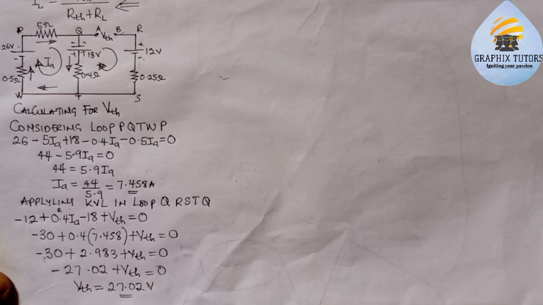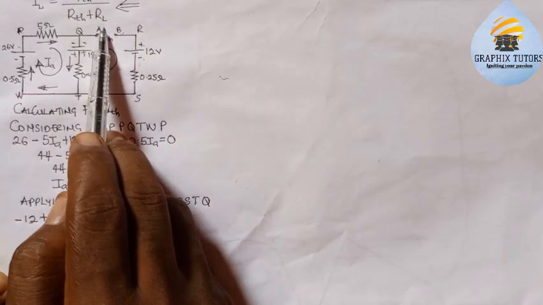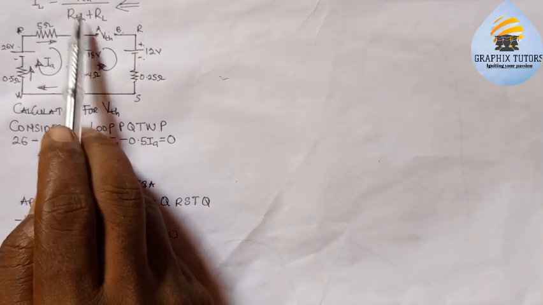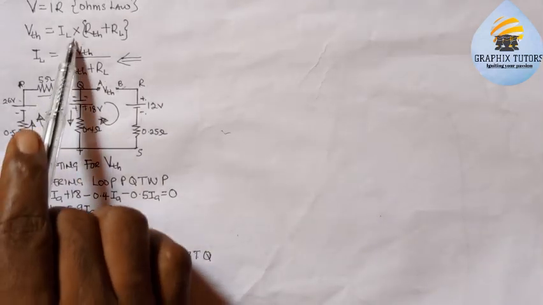That is the VTH. That is the second step, calculating the VTH. The third step here is now to look for, well, we've gotten the VTH. We already have RL, which is 4 ohms. Now the next thing is the RTH, right?